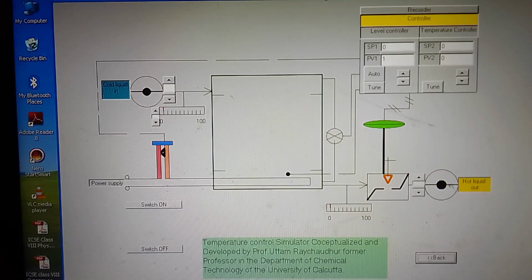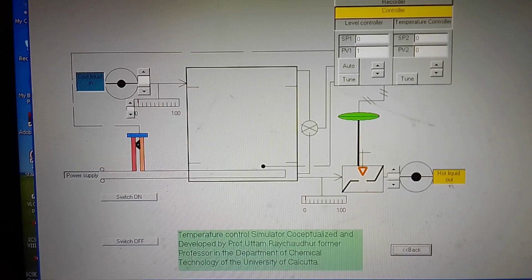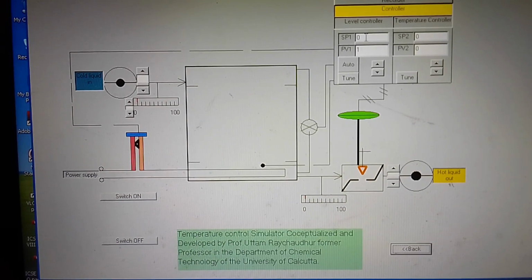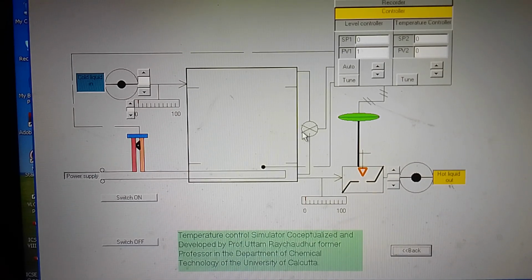Here you can see there is a controller, a level controller and a temperature controller. The level controller gets the level transducer signal, and the thermocouple gives the temperature signal, which enters the temperature controller. If you press auto, it will be automatic.